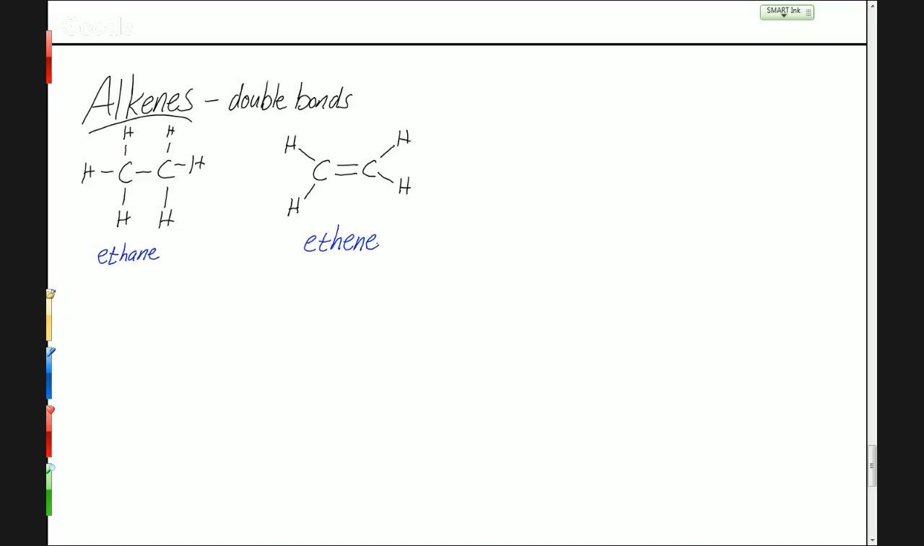The shape is a little bit different also. Instead of that 3-dimensional tetrahedral shape, alkenes are flat. So that molecule is flat with kind of a triangle shape, or 120-degree bond angles there.